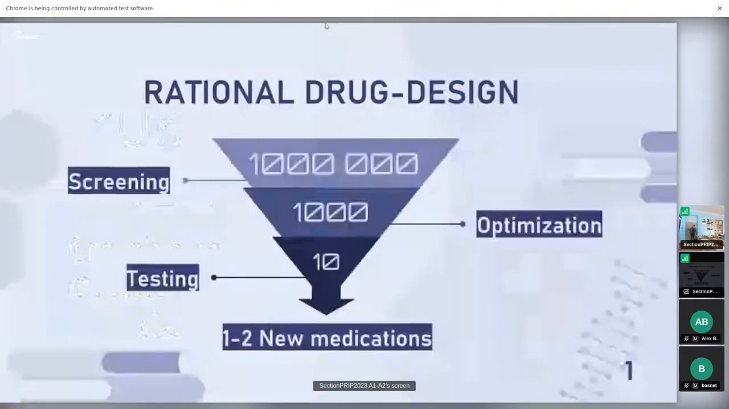I want to work in the sphere of rational drug design, and I think it will be interesting for you to know that nowadays the pipeline of drug design is very difficult, and the first part of this pipeline is in silico methods, methods of computer-aided drug design, like screening, optimization of molecules, testing these methods, and giving real biology laboratories some compounds that could be inhibitors in the future.